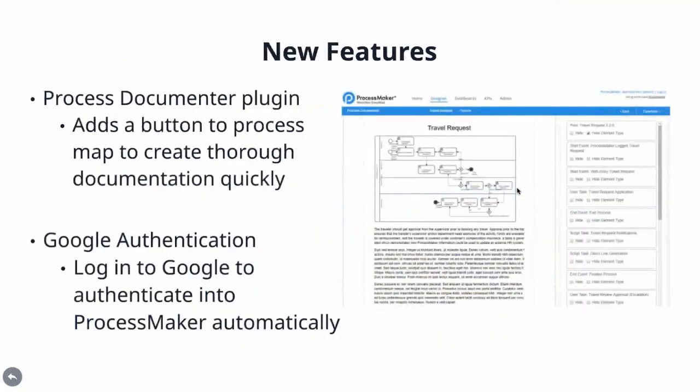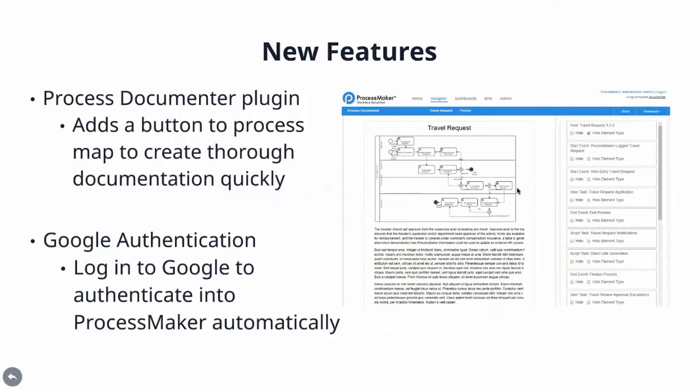All right, and then two of our really cool new features in ProcessMaker 3.3 include the Process Documenter plugin. So what this plugin does is it adds a button to your process map so you can create documentation simply by clicking on various elements on the process map and then simply enter documentation about those elements in a text editor. Once you're finished adding text to each element on your process map, you can then generate an entire document in PDF or doc format to generate really clean looking, really nice looking documentation without much fuss.